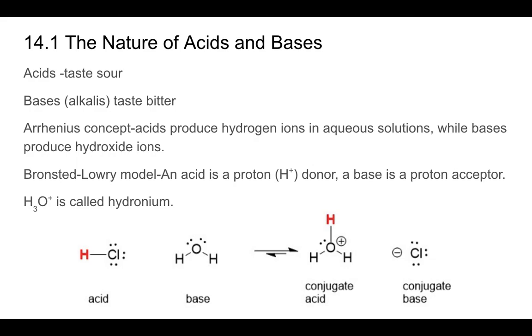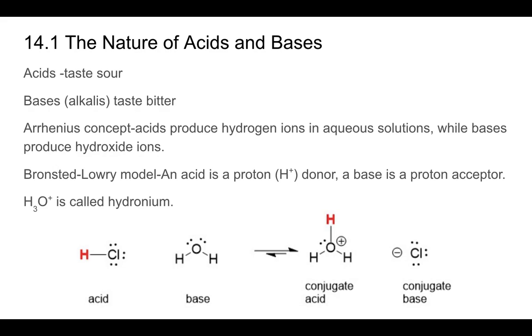So HCl is an acid because it can donate H+. Water is a base because it can accept H+. Hydronium is an acid because it could donate H+ in the reverse direction. Cl- would be the base because it's accepting H+.